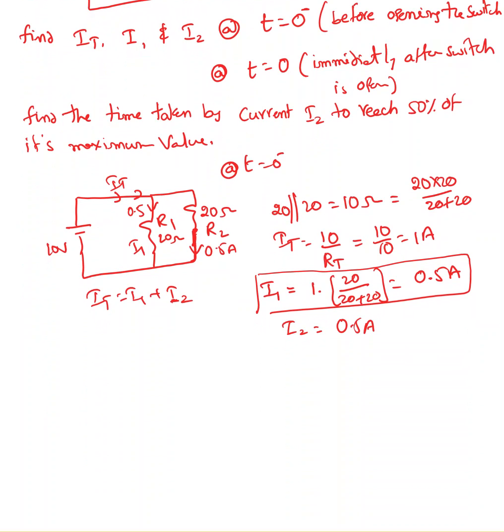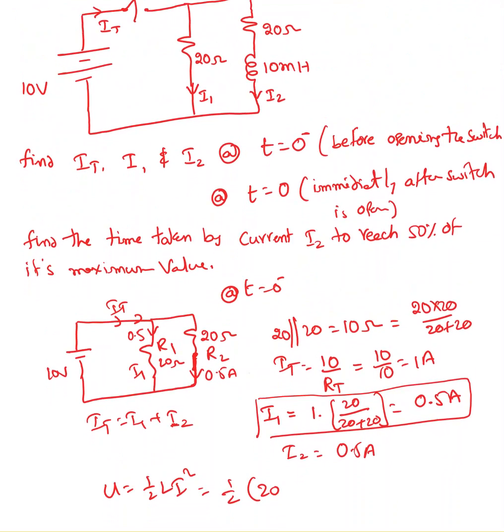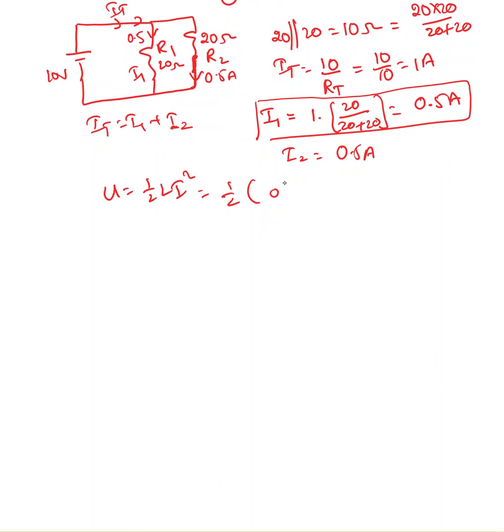Now I can find the energy stored in the inductor. Energy U equals half L I square. I know L is 10 millihenry, which he gave us, so half L is 5 millihenry, and I square is 0.5 square. That value is 1.25 millijoule. That's the energy stored in the inductor.